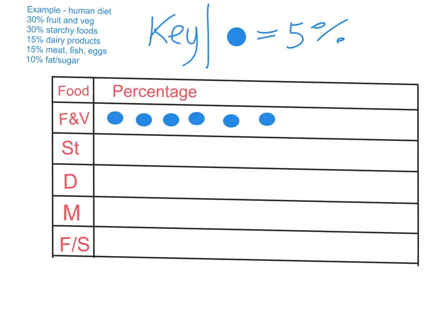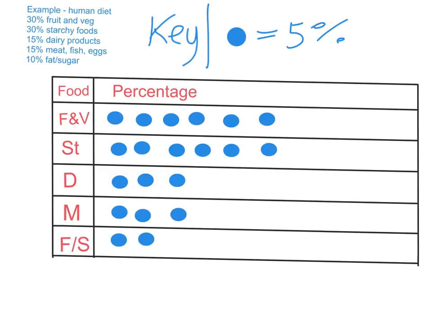Okay, for starchy foods, again, that's 30%, so again, I'm going to need 6 circles. Dairy products is 15%, so if each circle is worth 5%, I'm going to need 3 circles this time. Meat, fish and eggs, again, is 15%, so I need another 3 circles. And finally, fat and sugar is 10%, so I'm going to need 2 circles. Okay, so that's it really. That is my pictogram done for an example of the human diet.